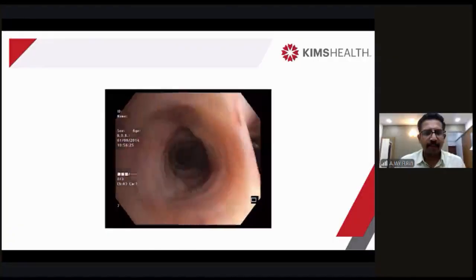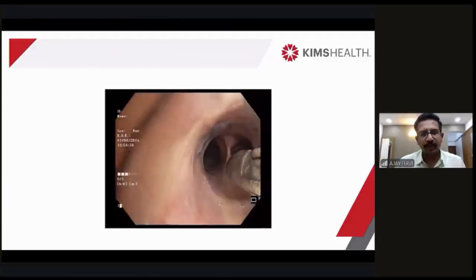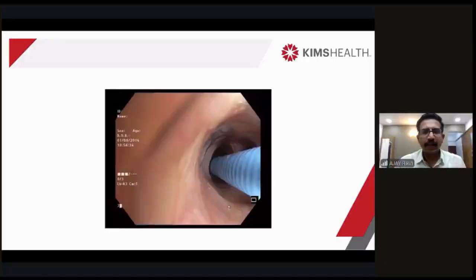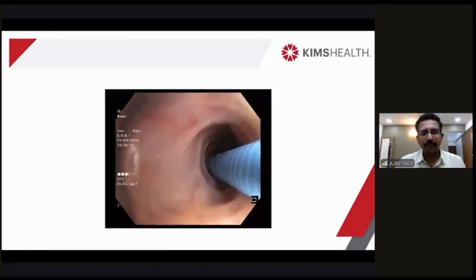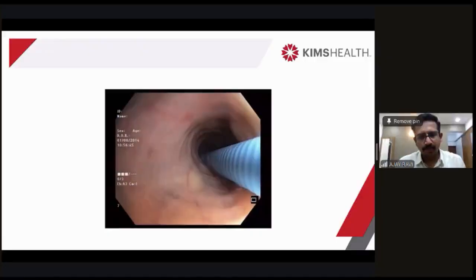You can see that I am in the lower lobe now, and I'm wedging my scope. Which segment do I need to go to? I'm wedging my scope there. Once the scope is wedged, I introduce a forceps, and the forceps will be going blindly, till you feel a resistance. So it is not a visual procedure.